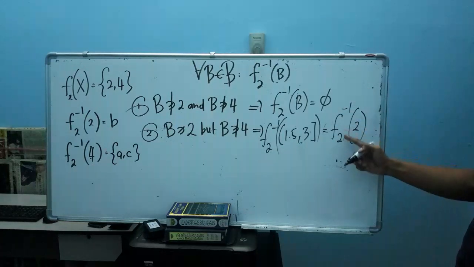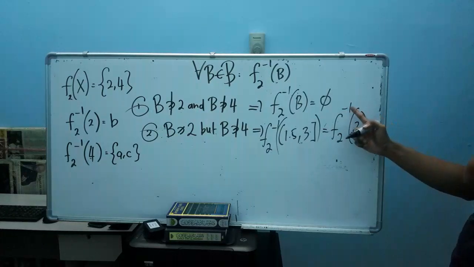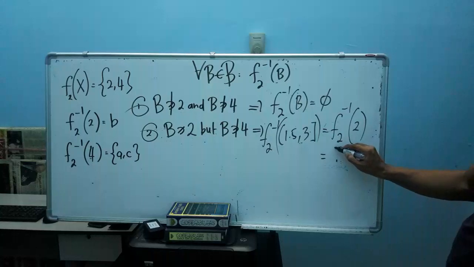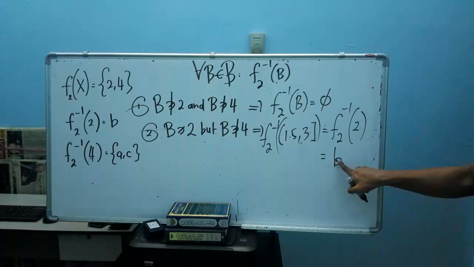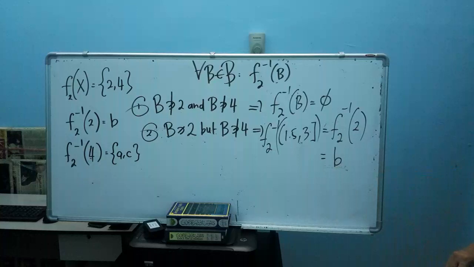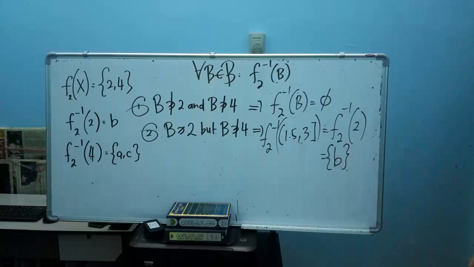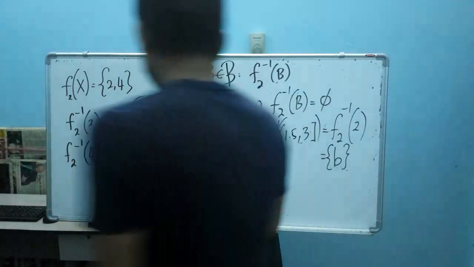Therefore, what is the pre-image of these two? The inverse of 2 here is equal to B. You can just put this one, B, just the single element B. Okay, so how about number 3?